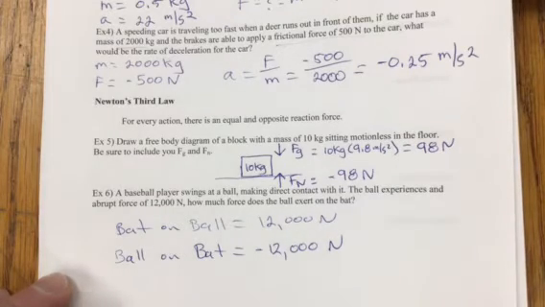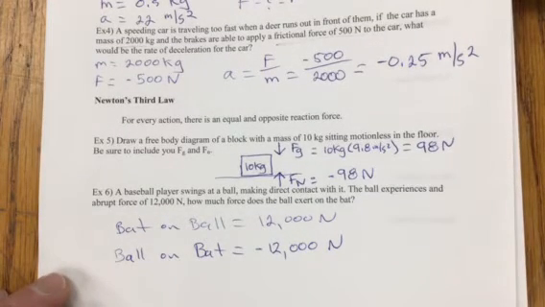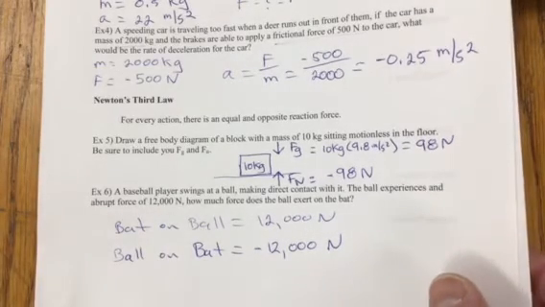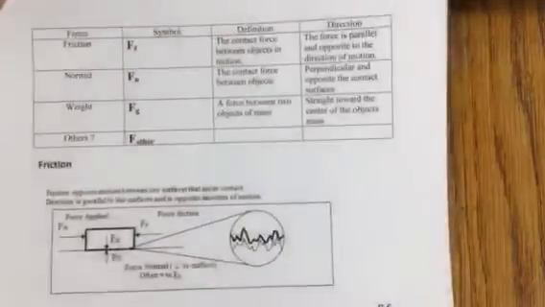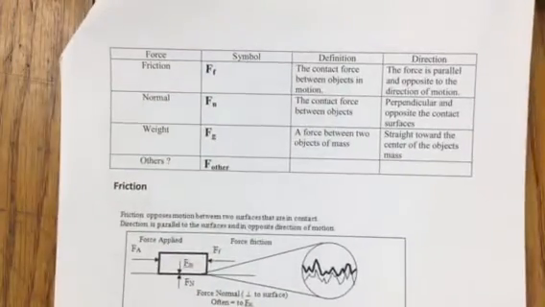So if you were ever to swing a bat and you hit a baseball and, say it was a wooden bat and you weren't wearing gloves, and you feel that kind of sting in your hand, that would be the exact reason why you feel the sting in your hand, because all that force from the ball is going right into your hand.